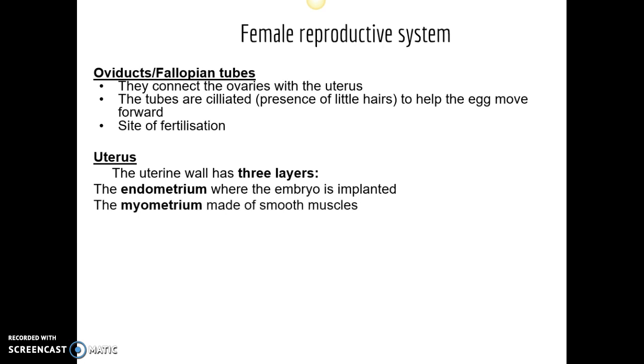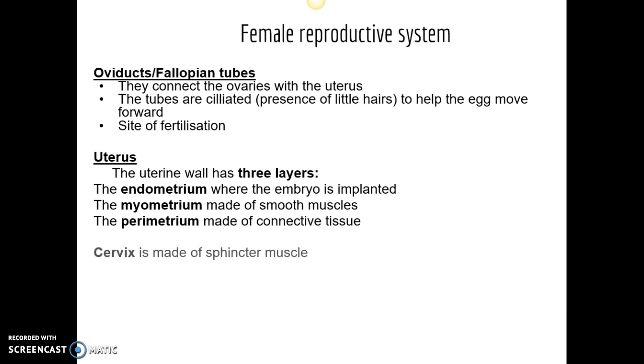The myometrium is the middle wall. It's made of muscles that you need to contract both in the orgasm, in the female orgasm, and when you are delivering your baby. And the perimetrium is the outer uterus wall.